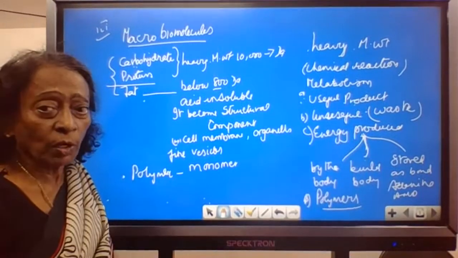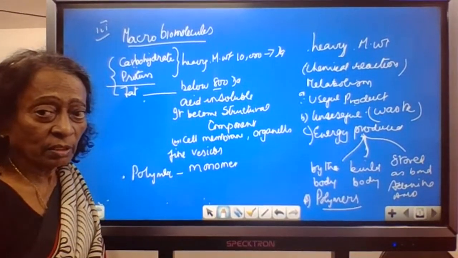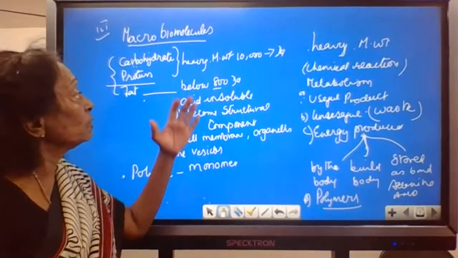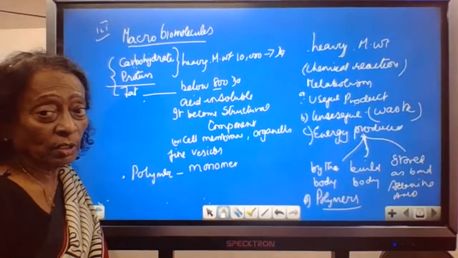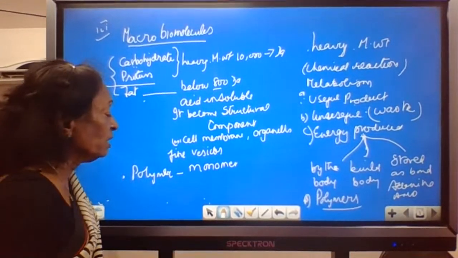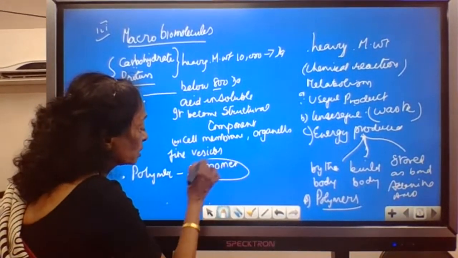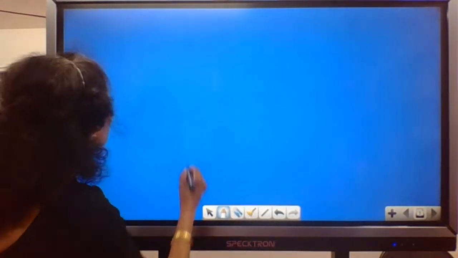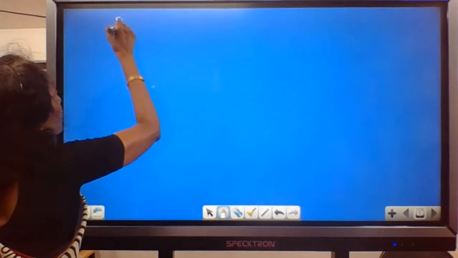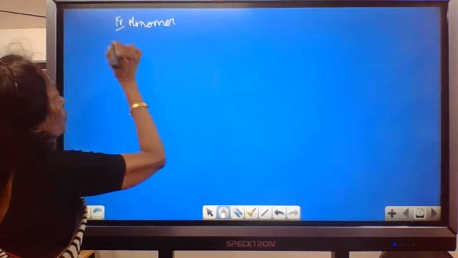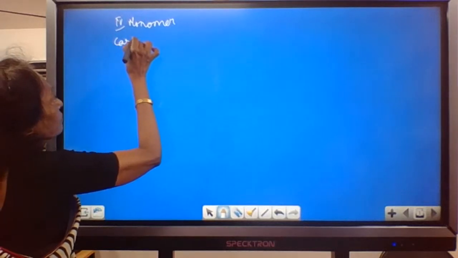How do they form the bond? That is the second part. With that, the biomolecules will be over. So the macrobiomolecules. The next part we have to see completely about the monomers of all this. So the next slot is your monomer. Now we will take the carbohydrate alone. First, you take carbohydrate.